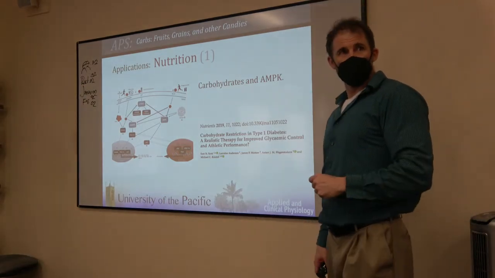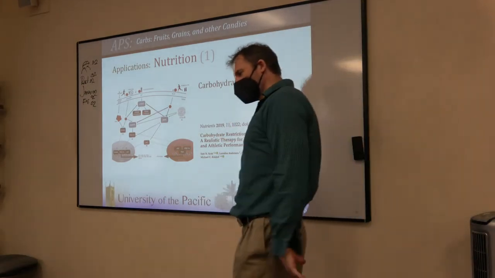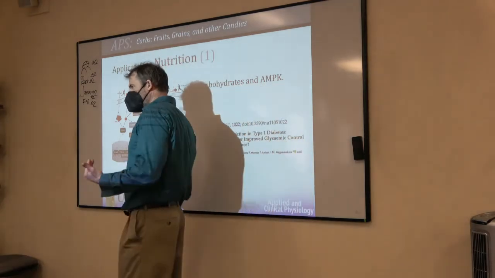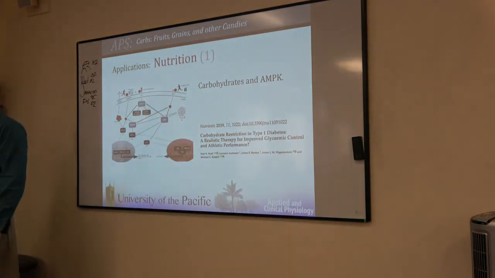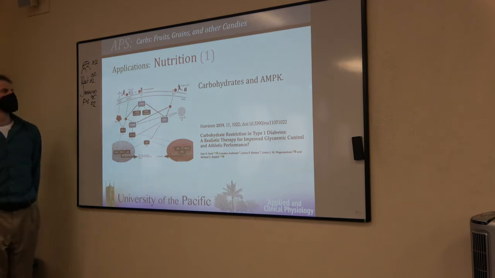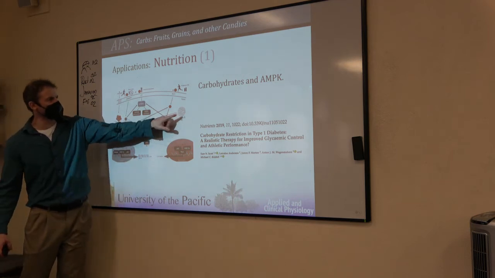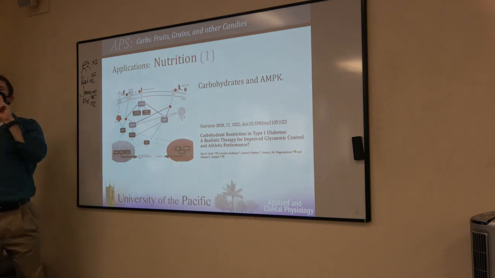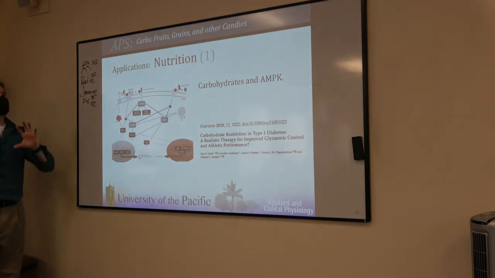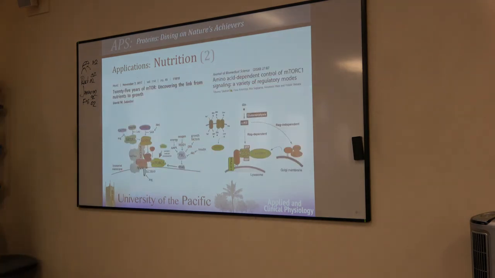GLUT4 translocation, right? Let's block glycogen synthase. Let's turn on glycolysis, hexokinase, phosphofructokinase. It regulates carb metabolism, so it's sensitive to the amount of carbs. If you have a lot of carbs on board, you can help inhibit AMPK. Carbohydrate is an anabolic dietary component.